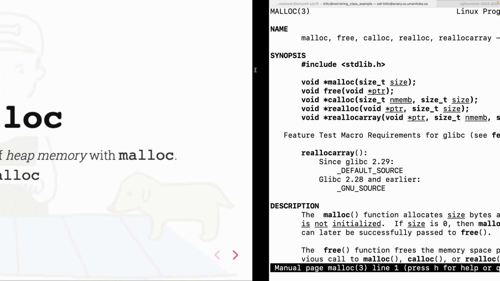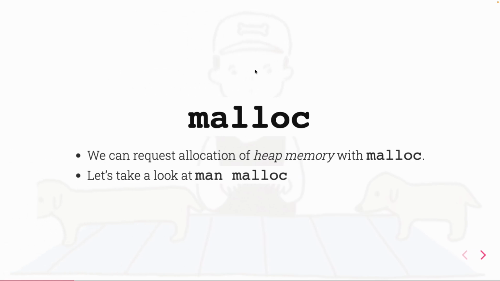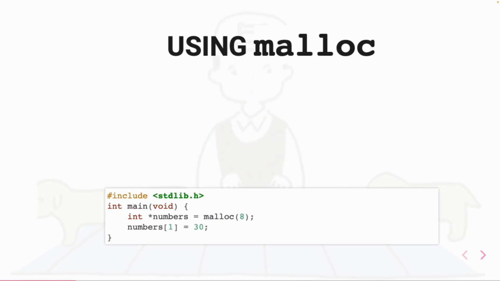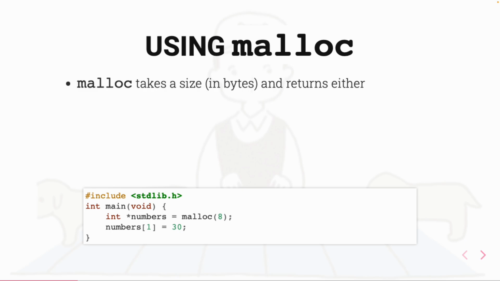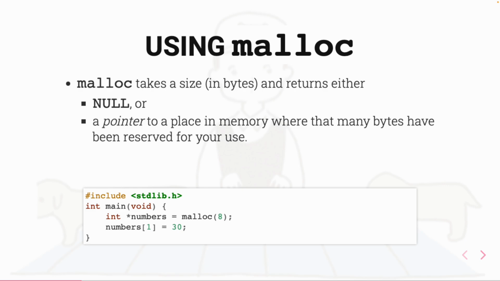I'm probably getting ahead of myself and will repeat myself on these slides. Oh well. Yeah, it takes a size in bytes. Oh, and it's going to get into a gotcha that I haven't mentioned yet. It returns either null or a pointer to a place in memory where that many bytes have been reserved for your use. Malloc can fail.